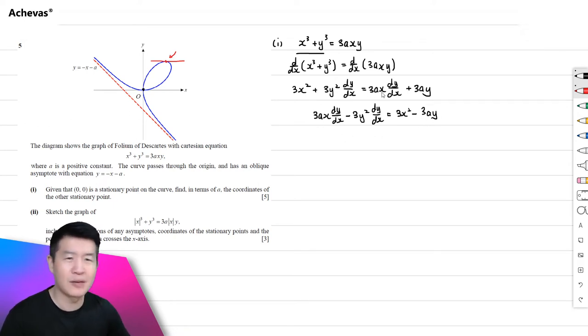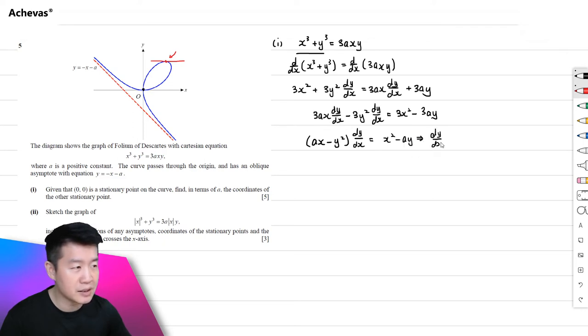All the 3's can be cancelled. I should have already cancelled them in the previous line, but anyway, I'm going to just cancel them. So I have (a x minus y squared) dy/dx equal to x squared minus ay. This gives me dy/dx equals x squared minus ay, divided by ax minus y squared. Since we are looking for a stationary point, we are going to let dy/dx be equal to 0.